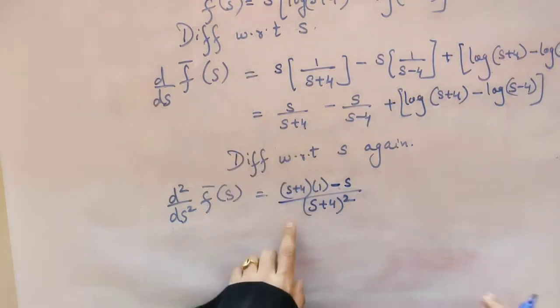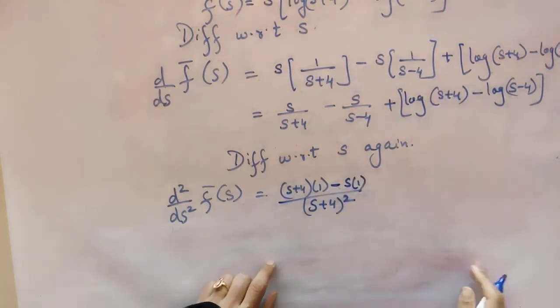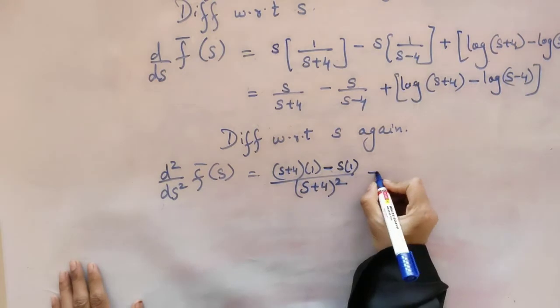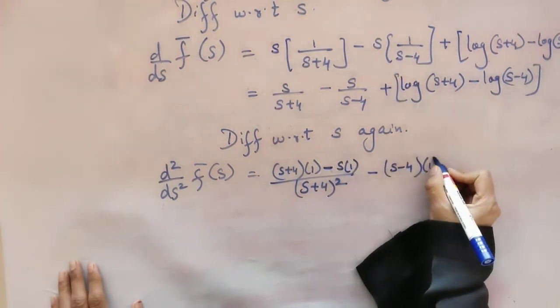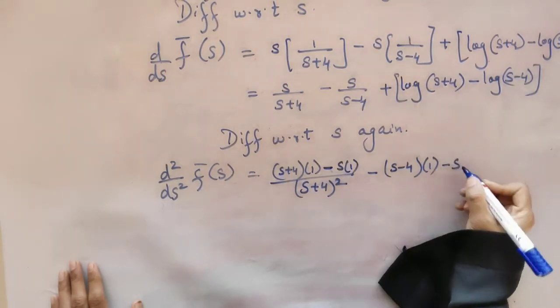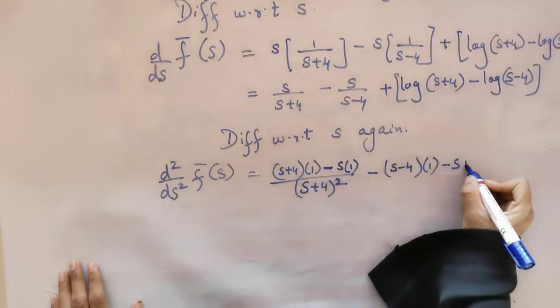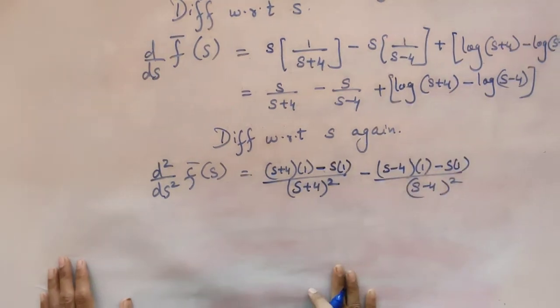First the denominator as it is, derivative of the numerator, minus numerator as it is, derivative of the denominator is again 1, so we will write it up till here. Minus, similarly on the next part, s minus 4 as it is, derivative of the numerator is 1, minus numerator as it is, derivative of the denominator with respect to s is again 1, divided by denominator square. You will get it something like this.